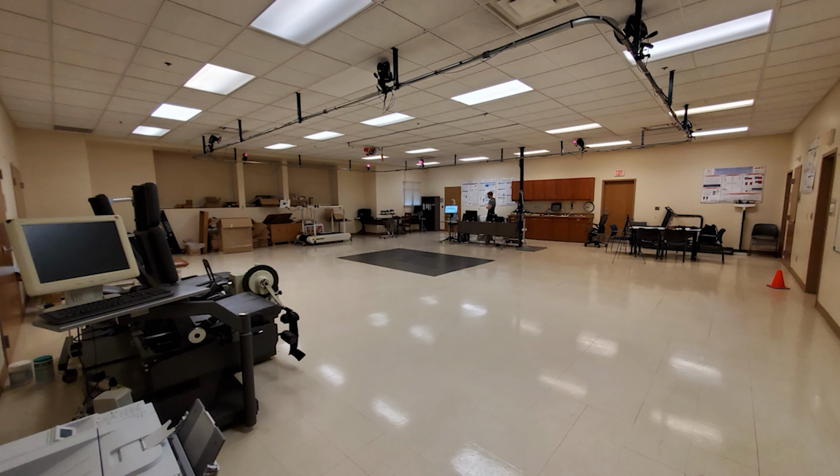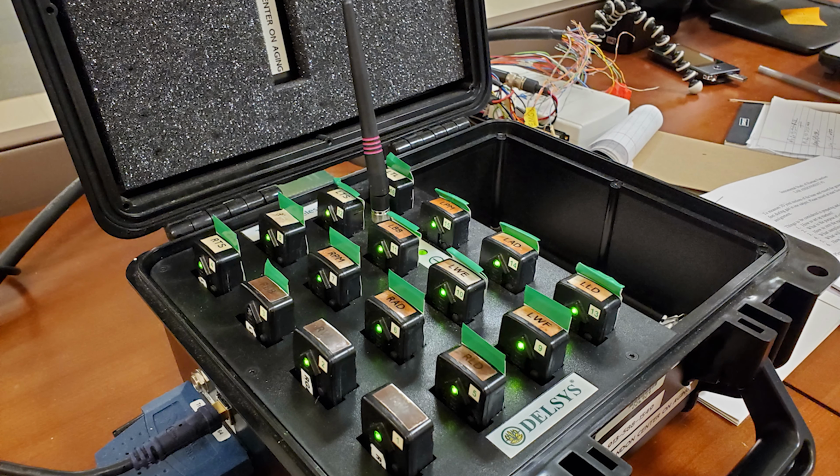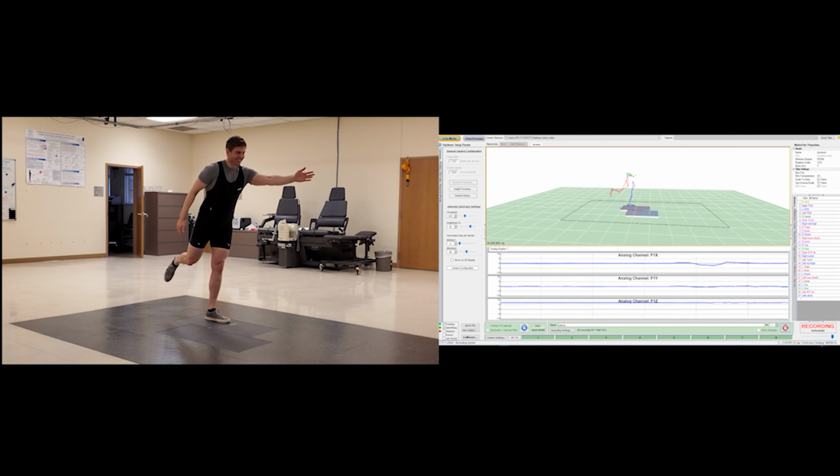The motion capture cameras and the force platforms are synchronized during data collection, which is very important for some of the more advanced calculations that require both kinematic and kinetic data.